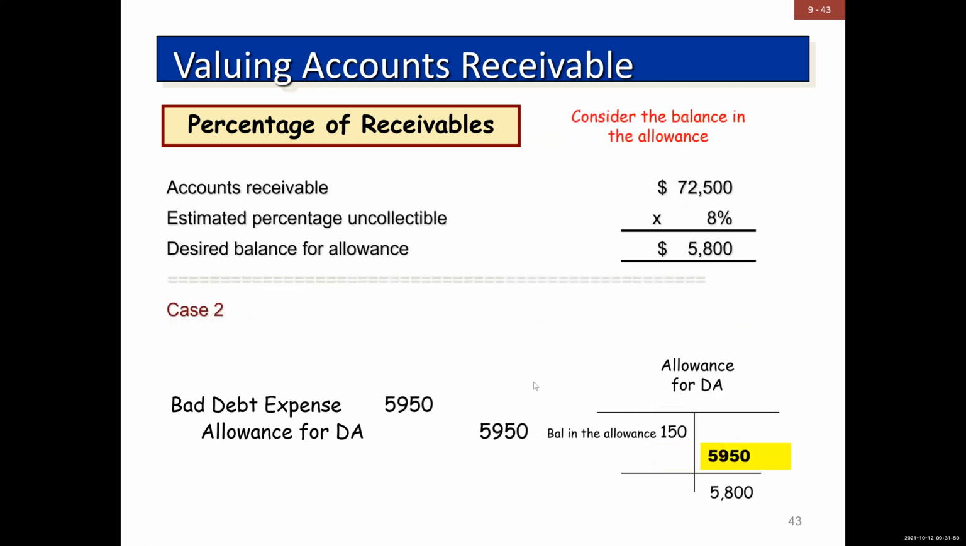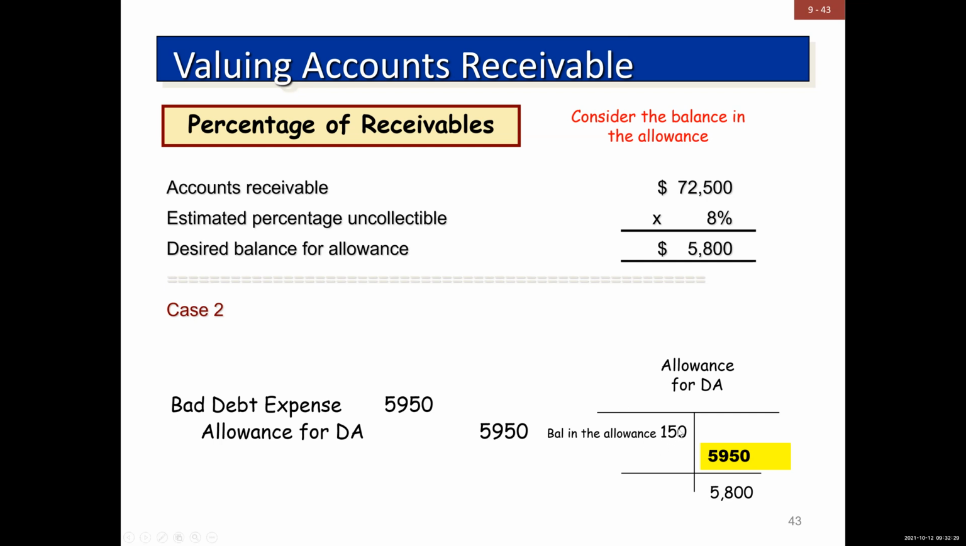Now, let's try this second one. It's the same information, right? You've got accounts receivable of 72,500. We think that 8% are going to go bad. And so in our allowance for doubtful accounts, we want a $5,800 balance. Okay. Well, if we look in the allowance account, this time we have a debit balance of 150. That's pretty good. I mean, basically, our estimate was a little bit off. We wrote off more than we estimated, but okay, that's not bad.